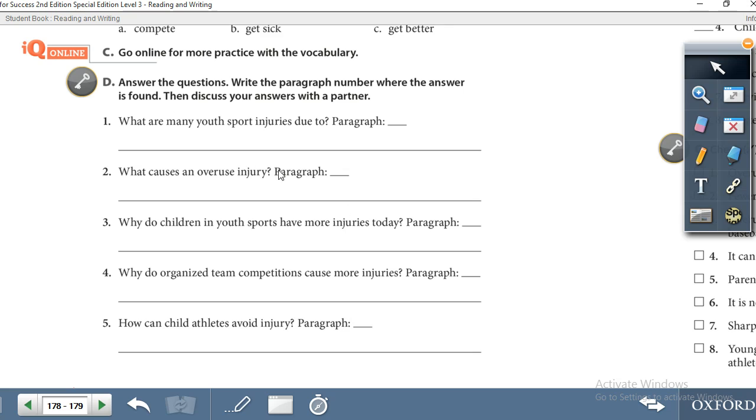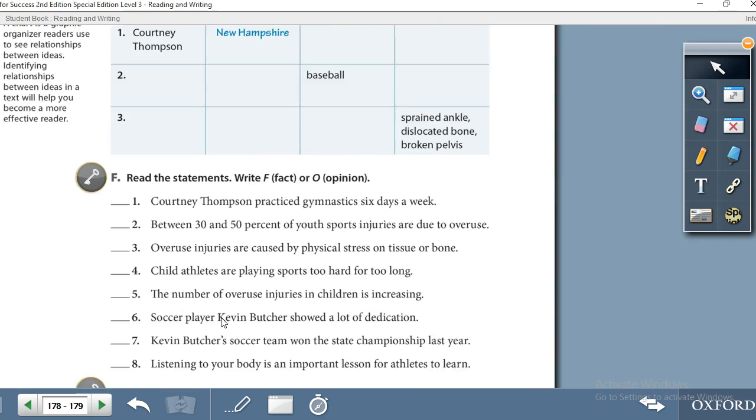So answer the questions. They have asked you some questions. Let's look at number 1. What are many youth sport injuries due to? And the paragraph number that it's found in. So you're going to write your answer over here for number 1. And then which paragraph did you find the answer in? Did you find it in paragraph 1, paragraph 2? You are going to write the paragraph number over here, and you will answer all of the questions below that in the same manner. Your answer, paragraph number. Answer, paragraph number. Let us turn over to page 179.